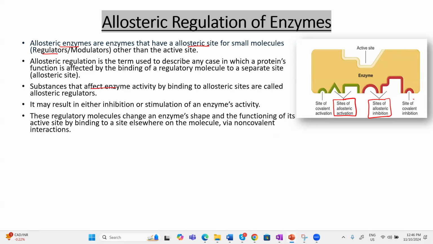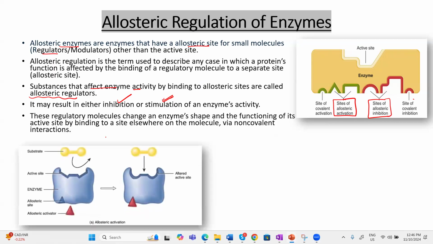Now, these substances which are affecting the enzyme activity, we call them regulators. They may either inhibit or stimulate. Is it clear? See one diagram. This is allosteric activation. This is an activator molecule. When it binds on the allosteric site, it makes the active site more comfortable for the substrate to bind. See here, this active site is not comfortable for the substrate, but once the activator binds, the active site is changed so that the substrate can easily bind. So this is allosteric activation going on.